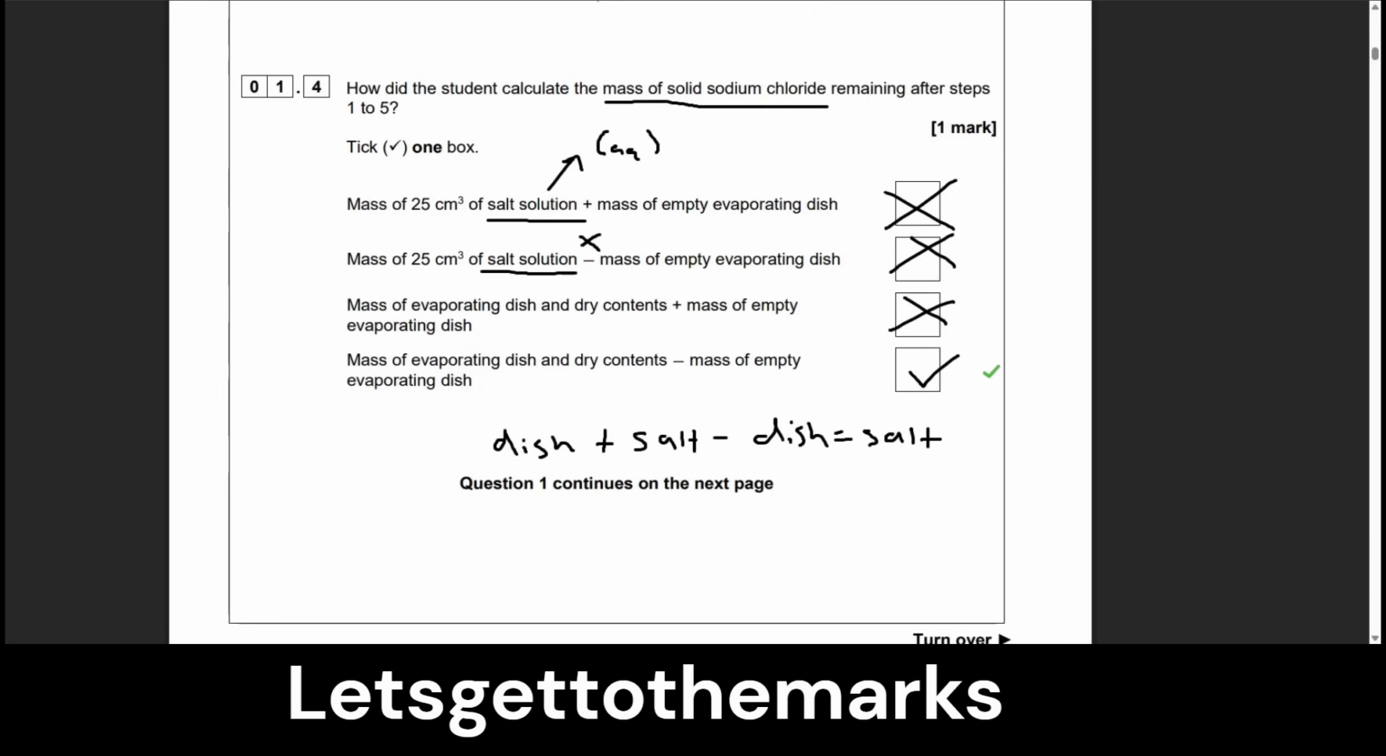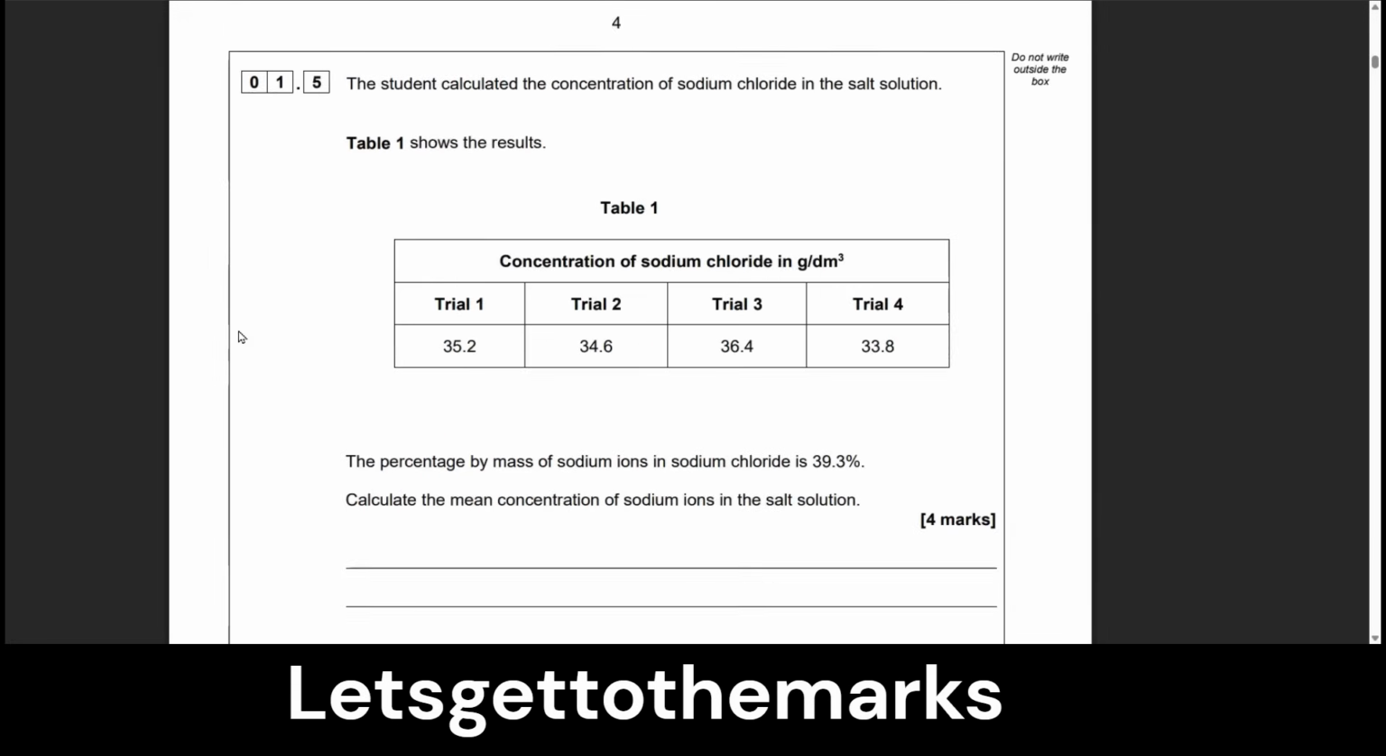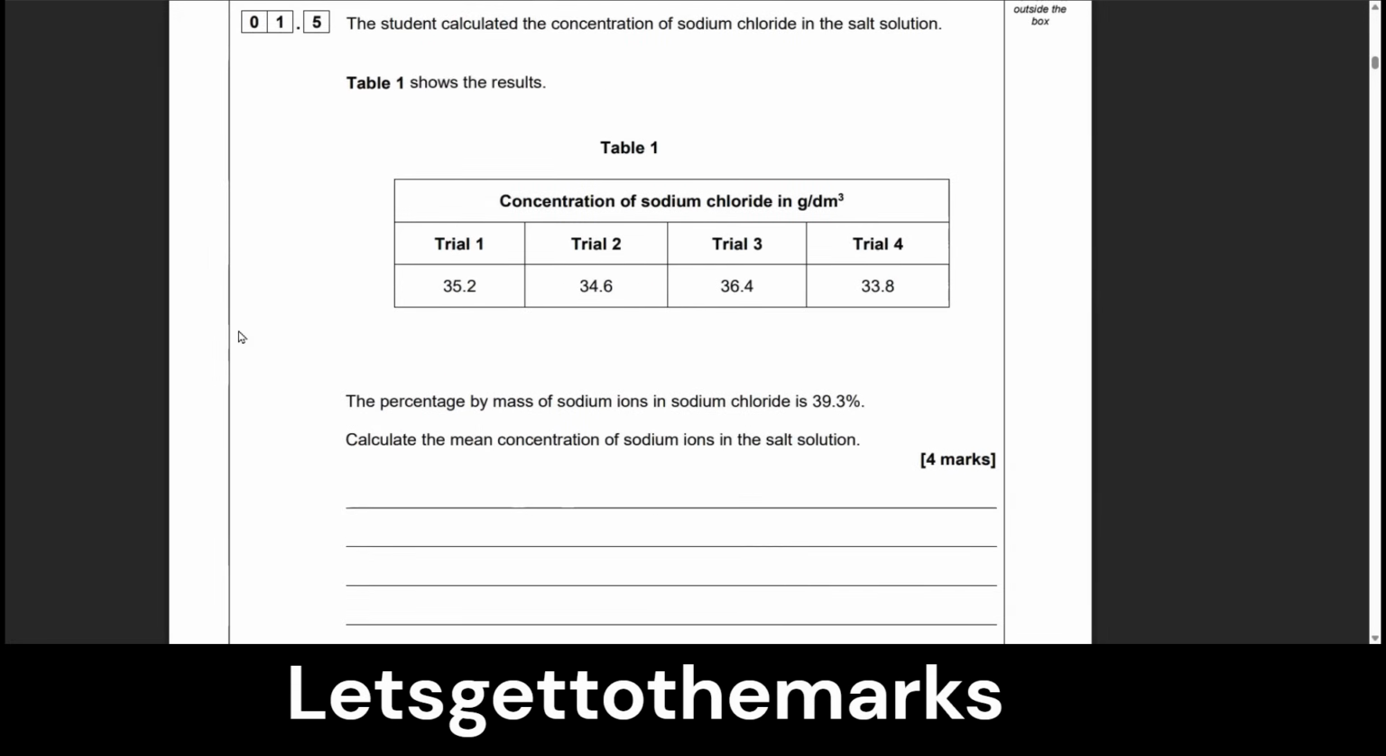All right, let's move on. Right, we're looking at 1.5. The student calculated the concentration of sodium chloride in the salt solution. Table 1 shows the results. Here's table 1. Concentration of sodium chloride in grams per decimeter cubed.